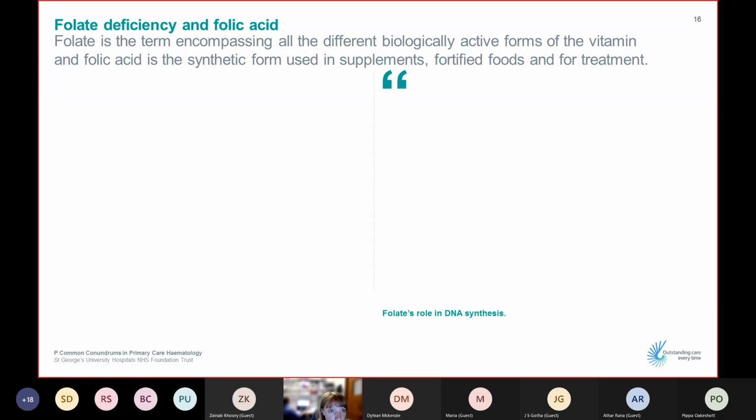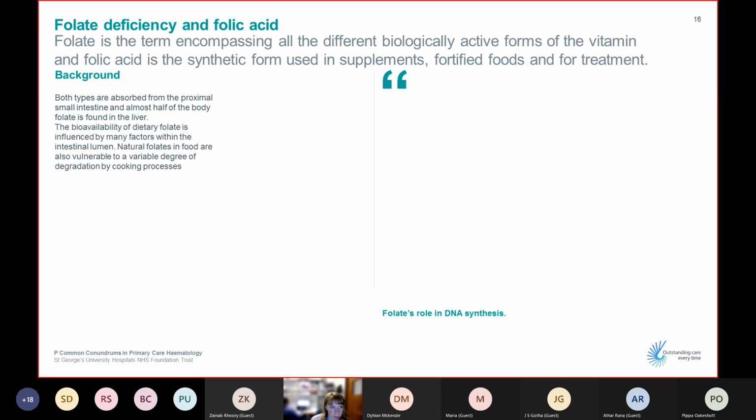So coming on to the other side of hematinic deficiency is folate deficiency. So folate, as we all know, is the term that we use encompassing all the different biologically active forms of the vitamin, whereas folic acid is a synthetic form that we use in supplements, fortified foods, and treatments. Both types are absorbed from the proximal small intestine, and almost half of the body folate is found in the liver. The bioavailability of dietary folate is influenced by many factors within the intestinal lumen, and natural folates in food are vulnerable to degradation during the cooking process.